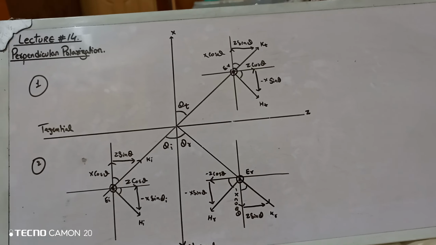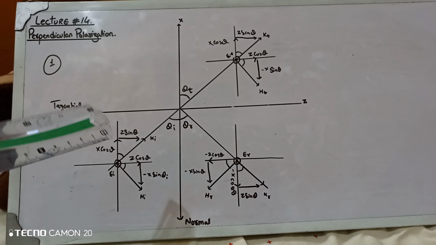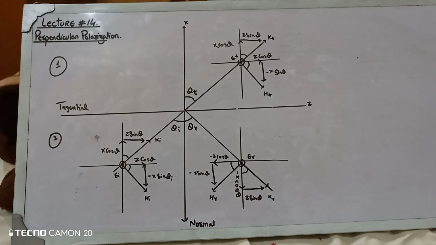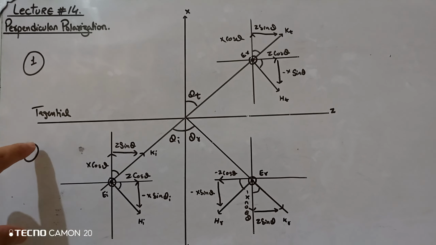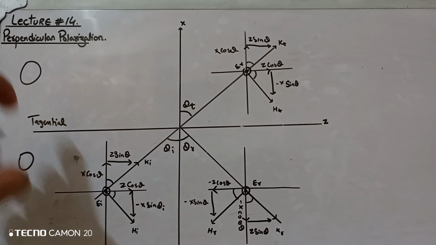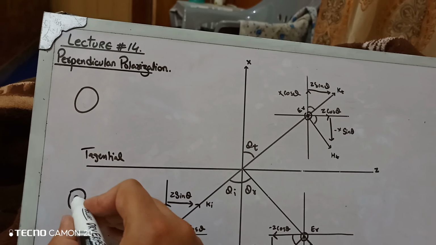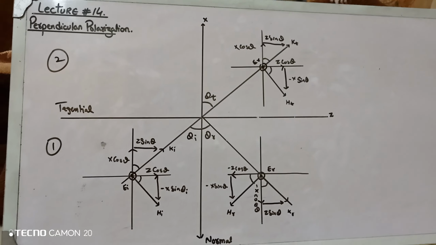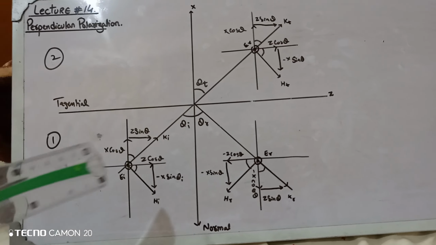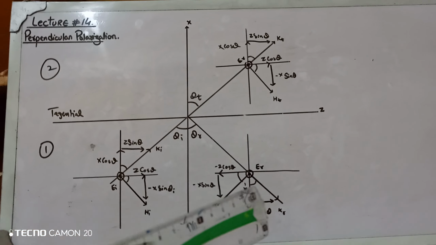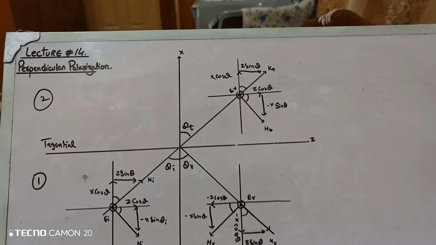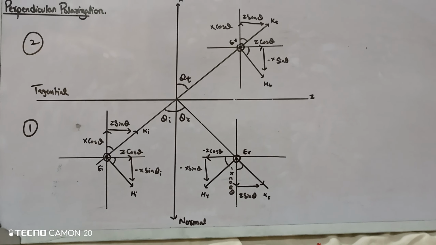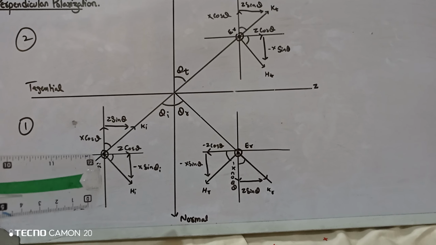Now you can see the same setup. I have two regions, region 1 and region 2. In region 1 you can see there are two waves, the incident wave and the reflected wave, while in region 2 there is the transmitted wave.